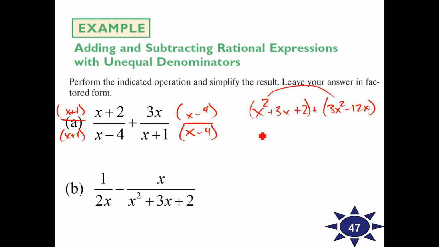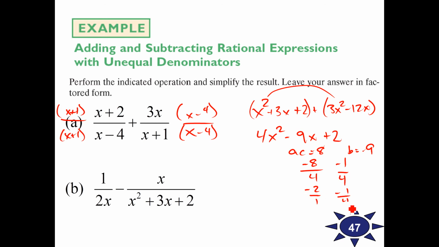So let's put these together. This is 4x squared, and then we've got minus 9x plus 2. And so in this case, AC is 8 and B is -9. So this is going to work. So this is going to be -8 and -1 over our A. And so that's a -2 and a 1 and a -1 and a 4. So here we are in business.